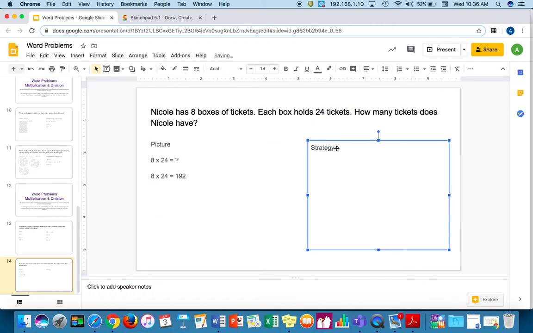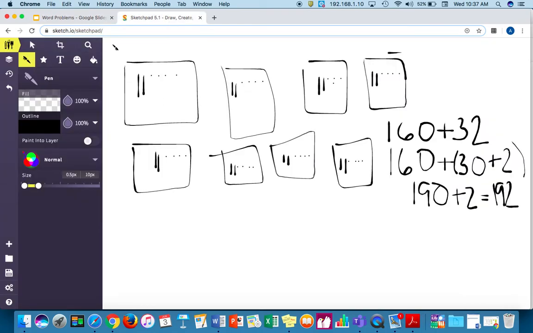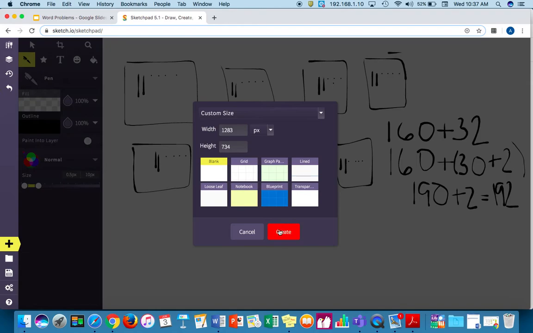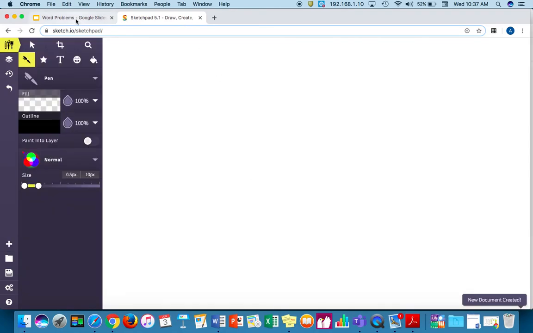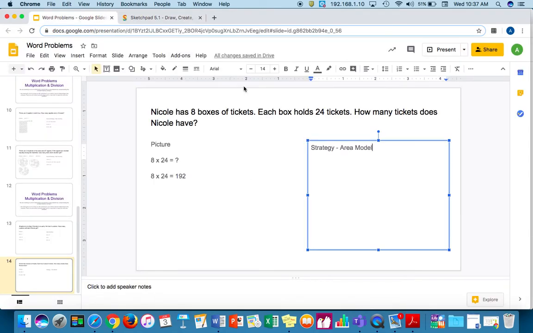I want to remind you of a second strategy that we can use to solve this problem called the area model. Think about when you've heard it. Think about what it looked like. I'm going to take a picture of this so I can add it to my slide. So the area model is when we take our numbers and we decompose them and then multiply by the 10s and multiply the 1s. So 8 times 24.